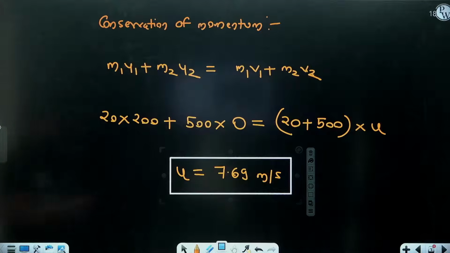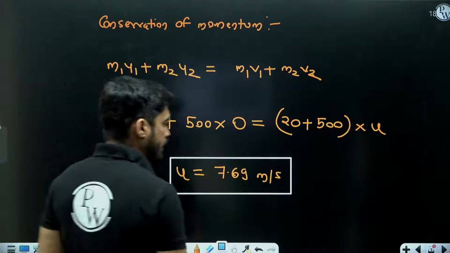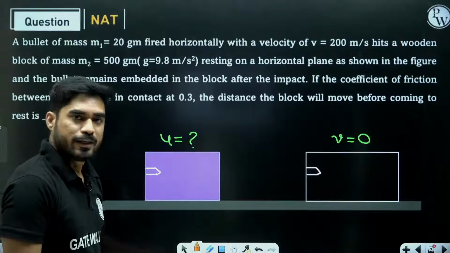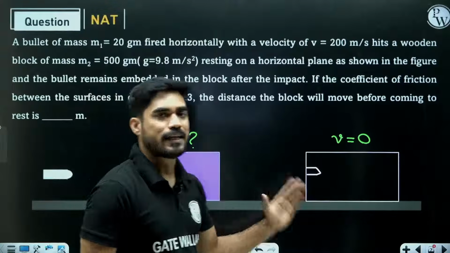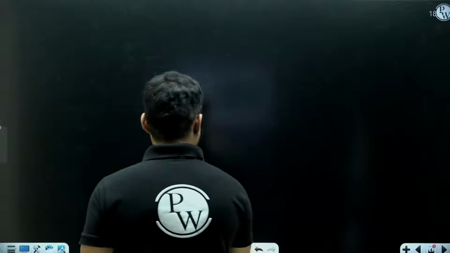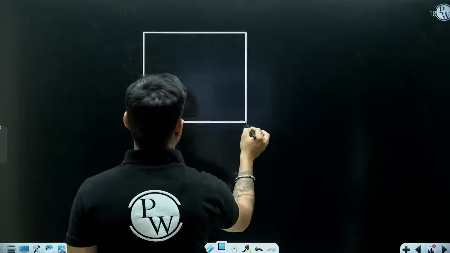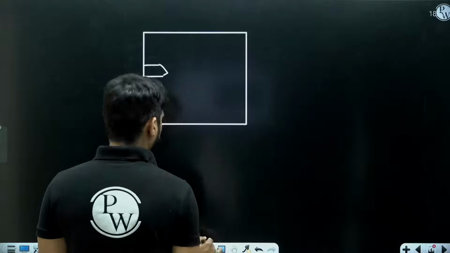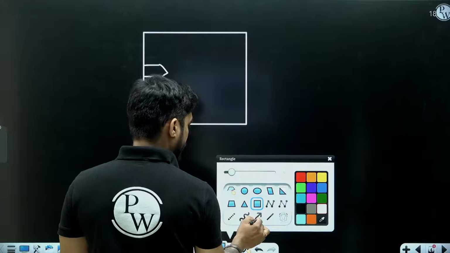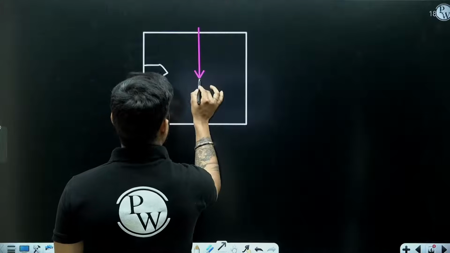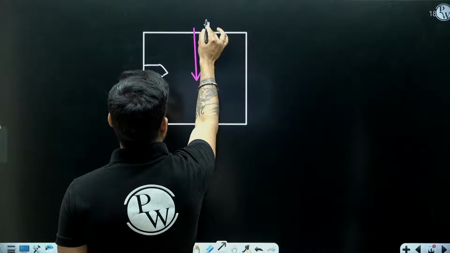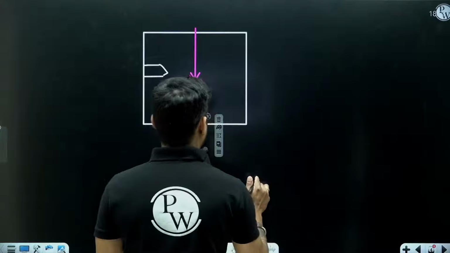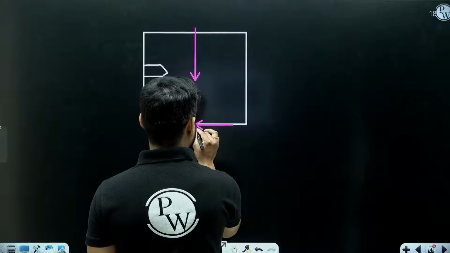So this is the velocity with which both the bullet and the block will start moving together. Now both are moving together with the initial velocity of 7.69 meter per second. But due to friction, their velocity will start decreasing. Understand, when the bullet and the block are moving together, what are the forces acting on them? The force will be the weight. Then there will be the normal force, and both are moving towards right, so the friction force will be towards left.